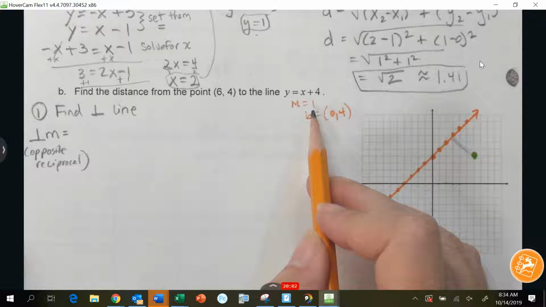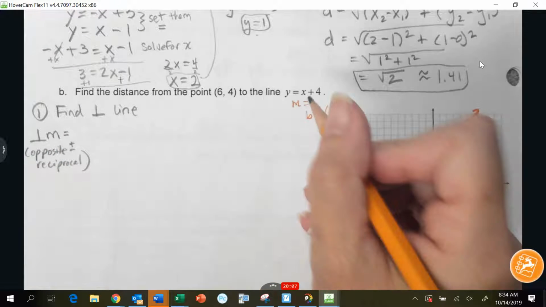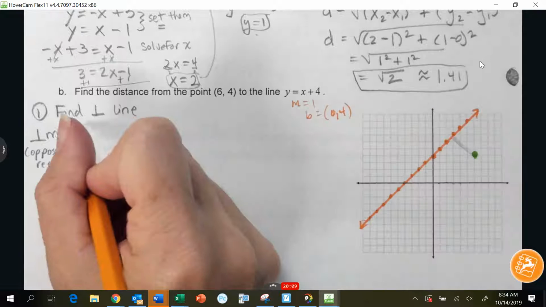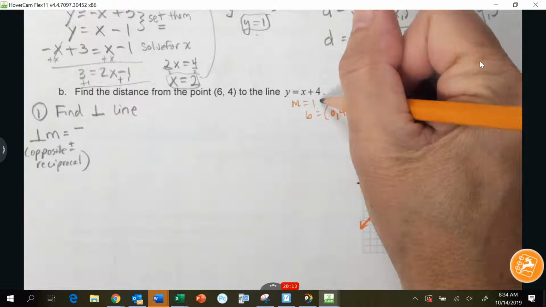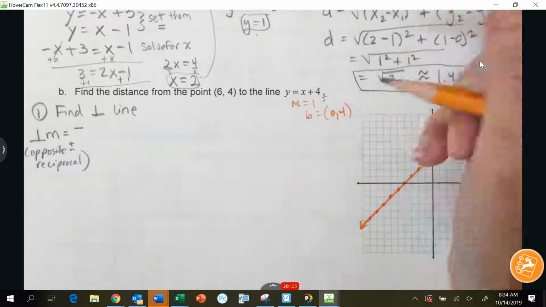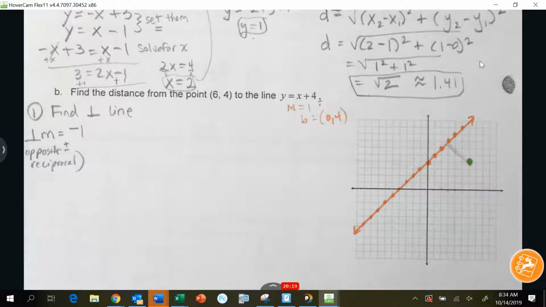Opposite means plus minus. So this one is plus. What do I do? Minus. And then we take this slope, which is 1 over 1, and I reciprocate it. That just means flip it. It's still 1. That one's easy. We'll start out easy.